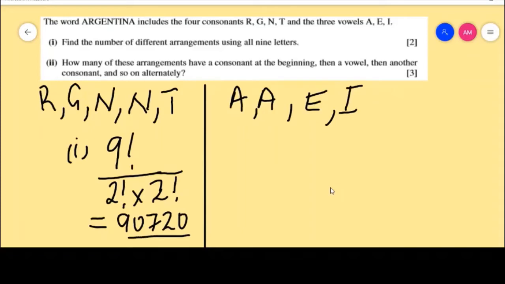There are no restrictions. Part 2. How many of these arrangements have a consonant at the beginning, then a vowel, then a consonant, then a vowel?